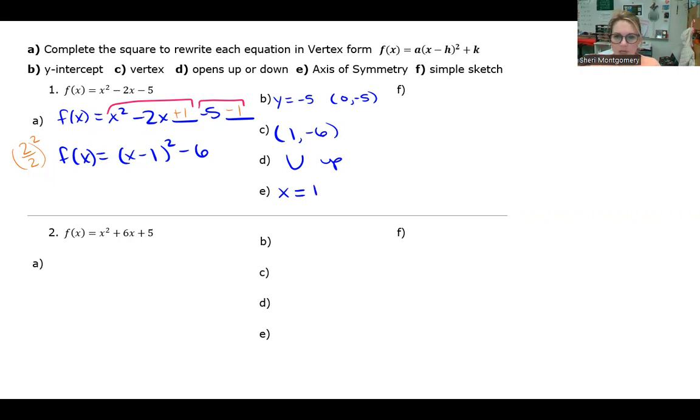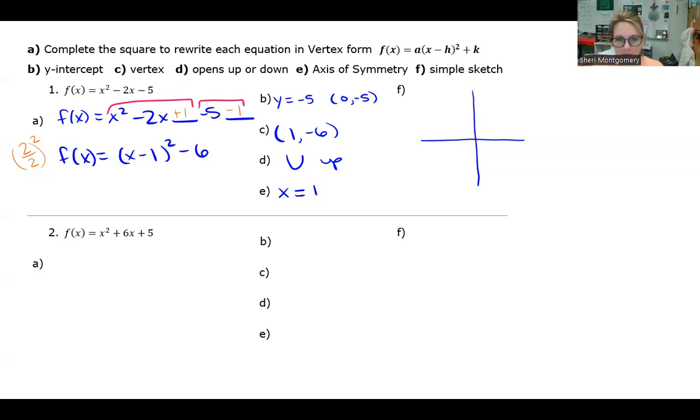The simple sketch, I mean it. It should be a simple sketch. I'm going to have an x, and I'm going to have a y, and I'm going to just jot down some stuff that I figured out. I'm not going to put any hash marks. I'm not going to scale it. It's just a simple sketch.